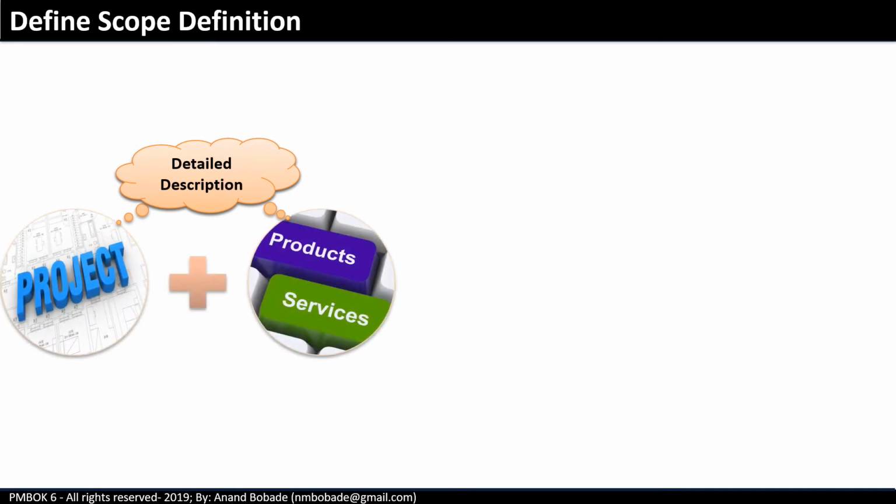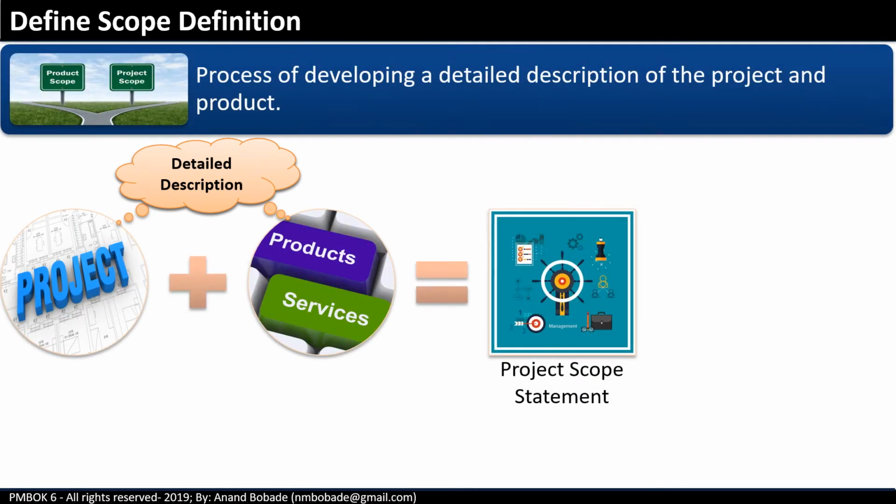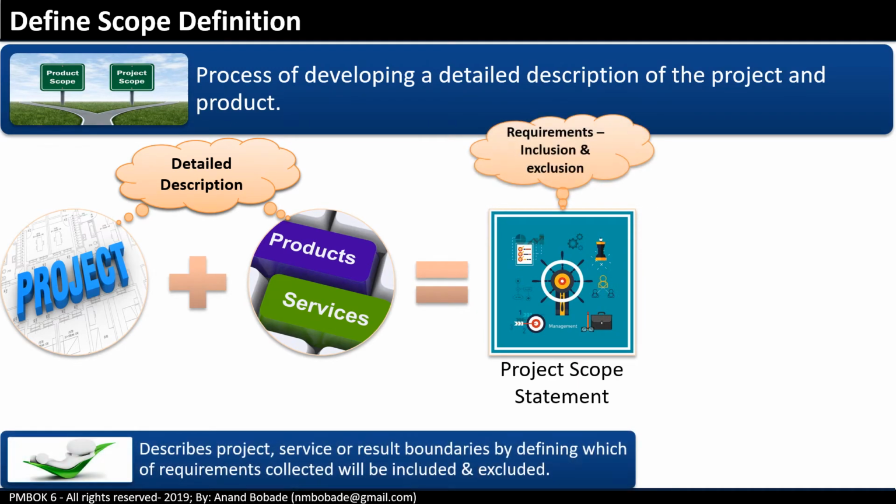Take a look at the definition of define scope process. Define scope process is the process of developing a detailed description of the project and product, which results in the form of the project scope statement. It describes project, service or result boundaries by defining which of the requirements collected will be included and excluded.